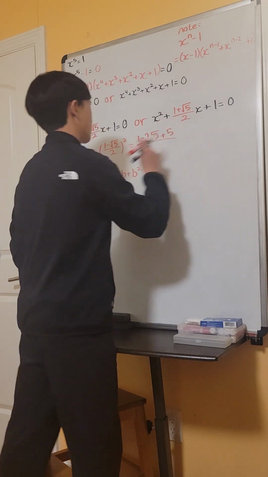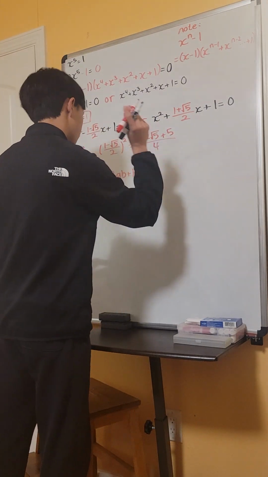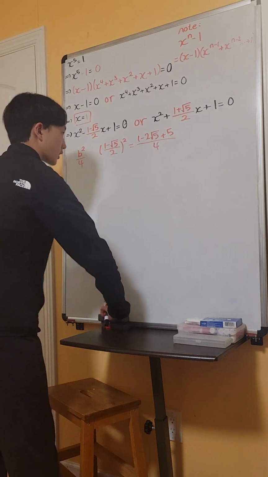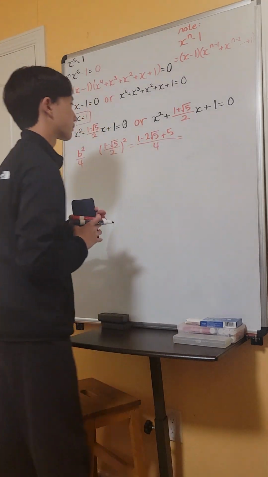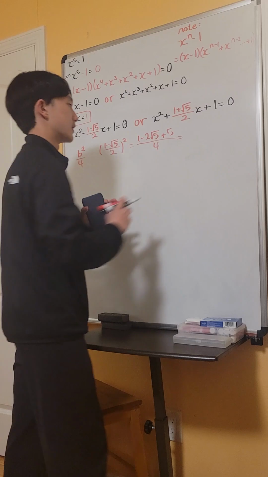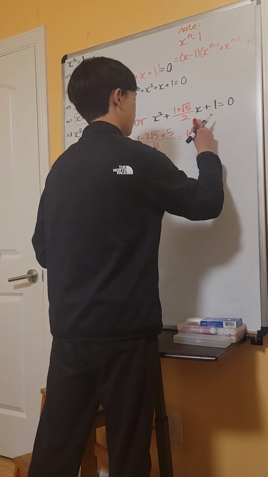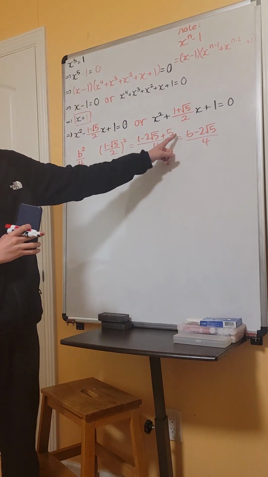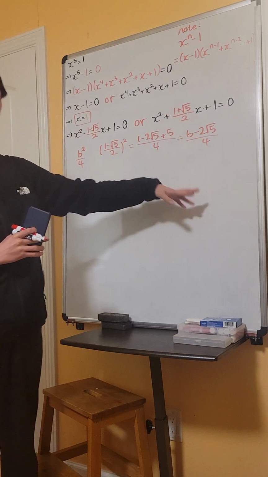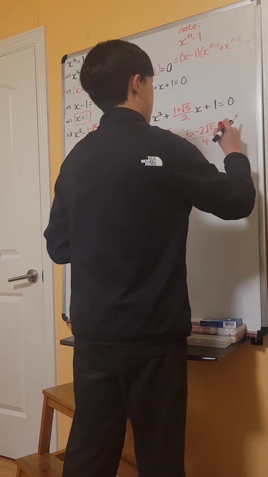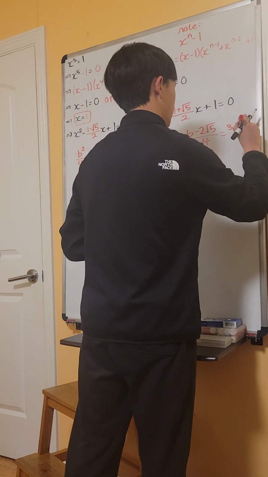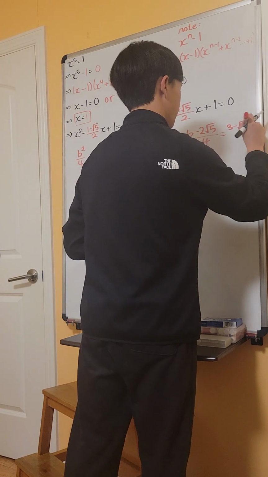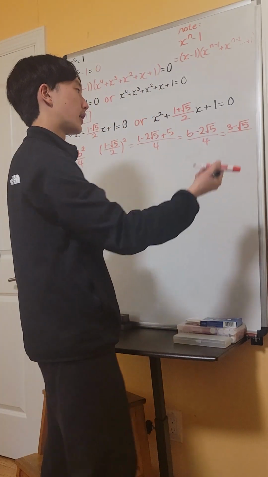And then the bottom, 2 squared is just 4. Pretty simple. Here, 1 plus 5 is 6, sorry. And then minus 2 root 5 over 4. And then notice how you're able to divide both the top and the bottom by 2, right? Dividing 6 by 2, you get 3. Dividing 2 by 2, you get 1. But you still have the root 5 there. And then finally, dividing 4 by 2 gives you 2.